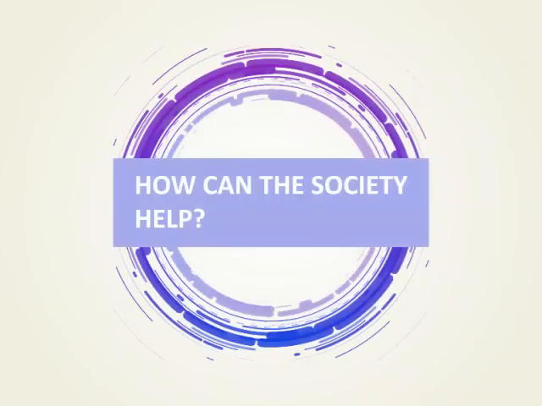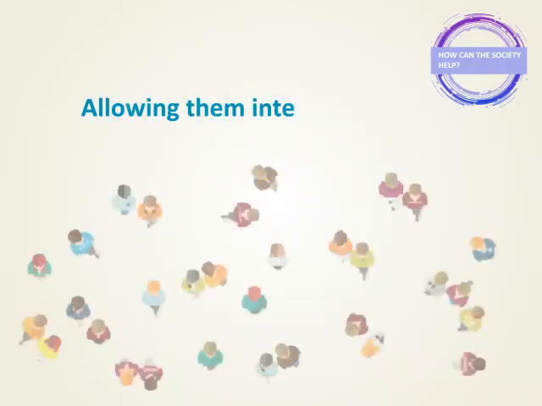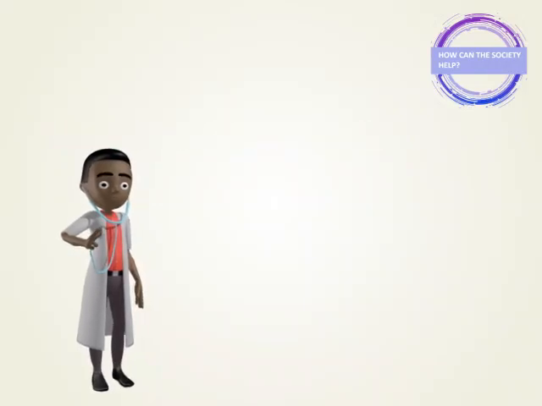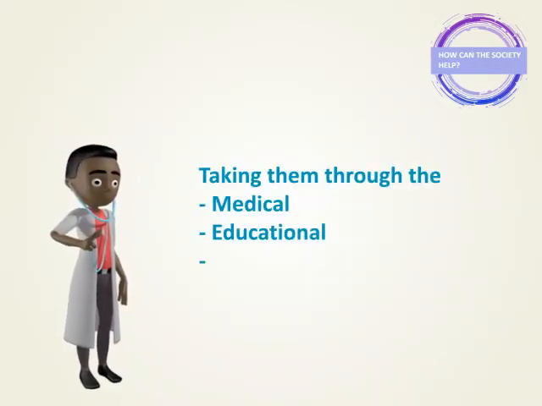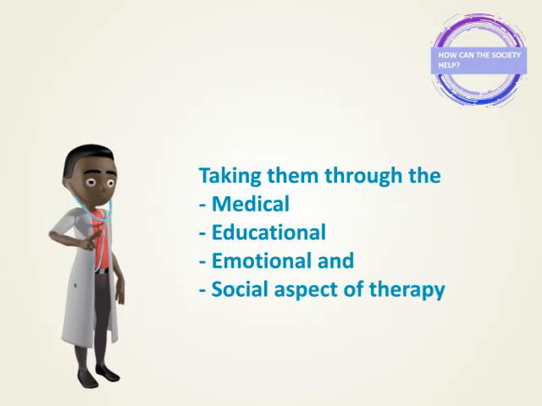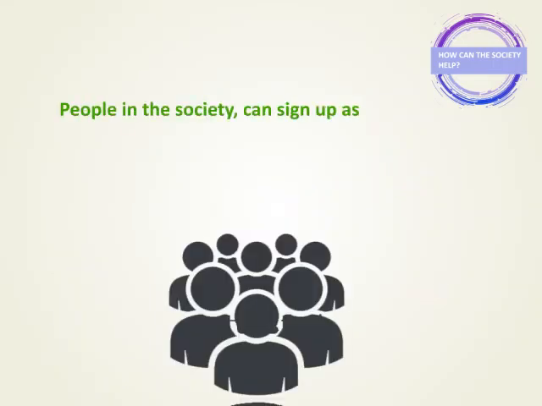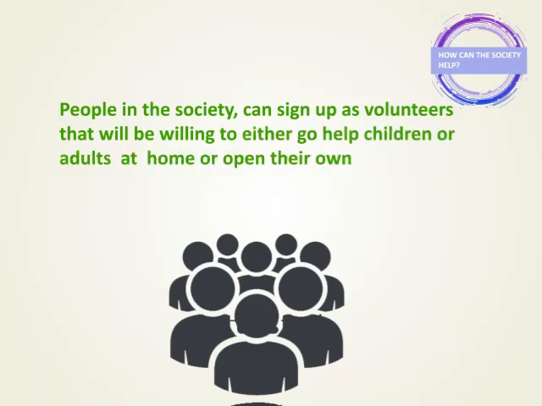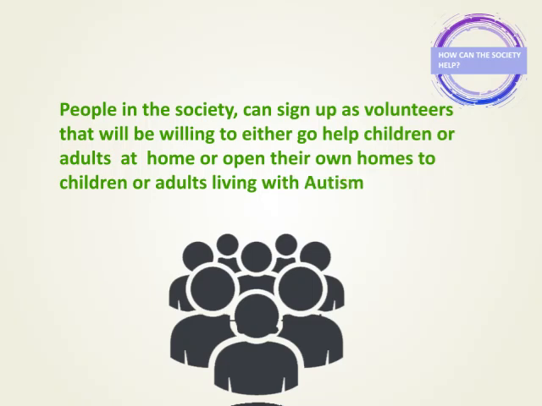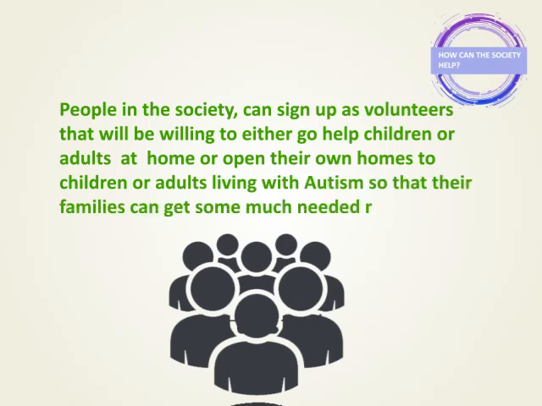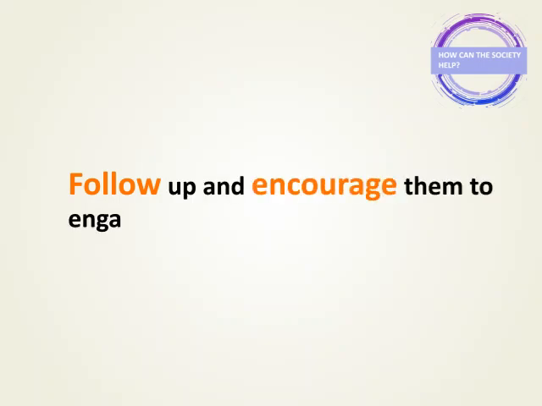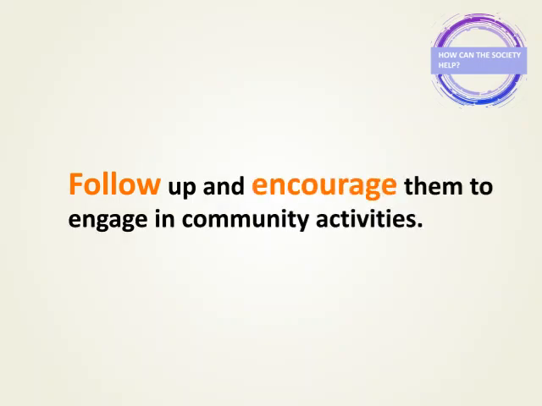How can the society help? Acceptance. Accept them in the family, allowing them to interact with people outside their family, taking them to professionals, taking them through the medical, educational, emotional, and social aspects of therapy. People in the society can sign up as volunteers that will be willing to either go help children or adults at home or open their own homes to children or adults living with autism so that their families can get some much needed rest. Follow up on the progress of an adult or a child with autism and encourage them to engage in community activities.